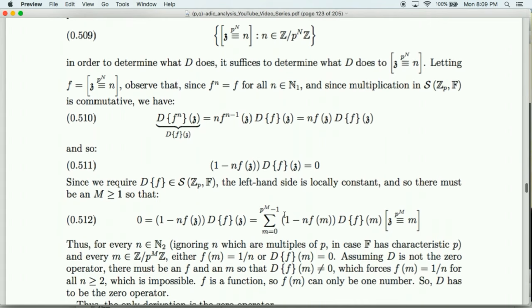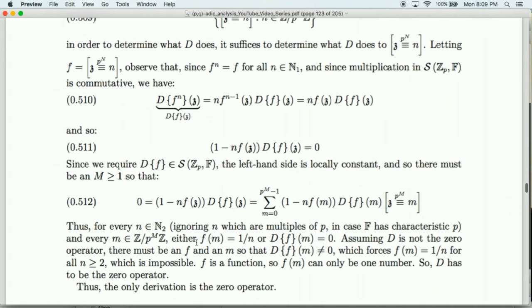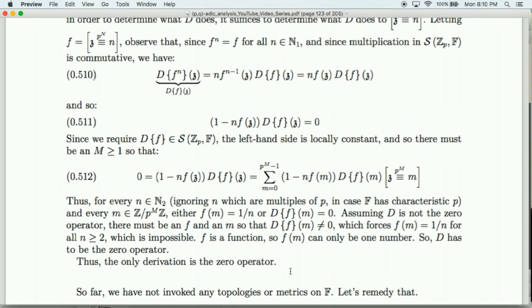And so we get this, and then taking care to ignore the n which are multiples of p, in case F has positive characteristic, it follows that for every n and every m, either f of m is 1 over n, or f's derivation is 0. And since we've assumed that D is not the 0 operator, there must be an f and an m so that D f of m is non-zero, which forces f of m to equal 1 over n for all n, which is impossible, because f is a function, so f of m can only be one number. So D has to be the 0 operator, and therefore calculus in the traditional sense is impossible.